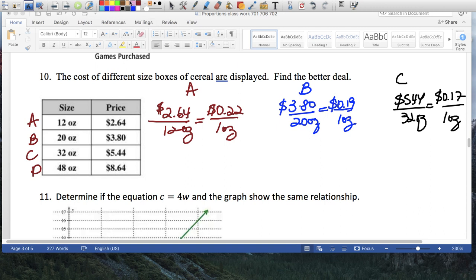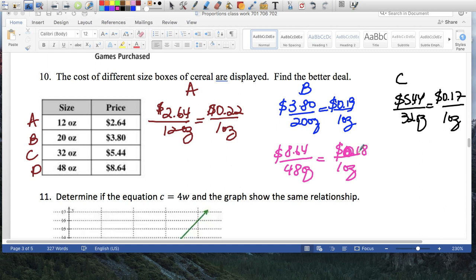And the last one, the big package, the biggest one, which is 48 ounces. Usually the bigger packages are the cheaper ones. But who wants to eat all that cereal? 48 ounces. Again, we want to simplify this to 1 ounce. So it's just 8.64 divided by 48. That's going to give us 18 cents per ounce.